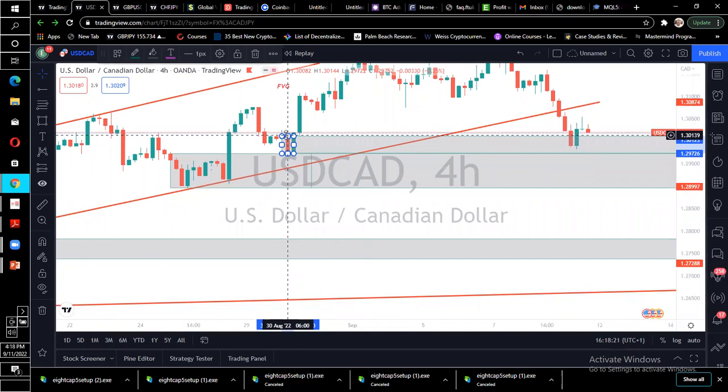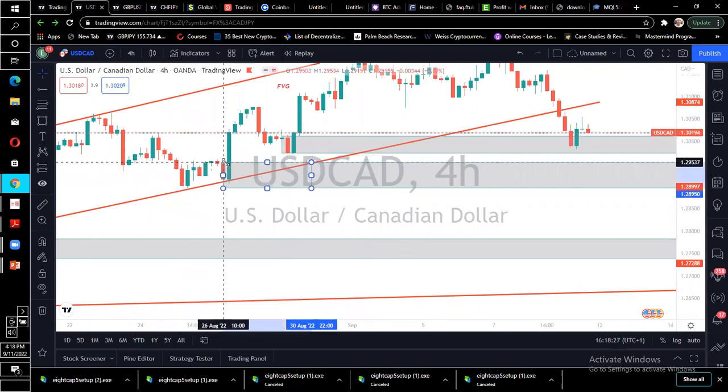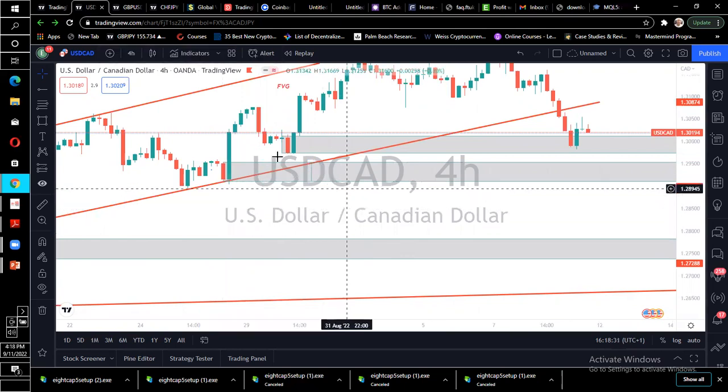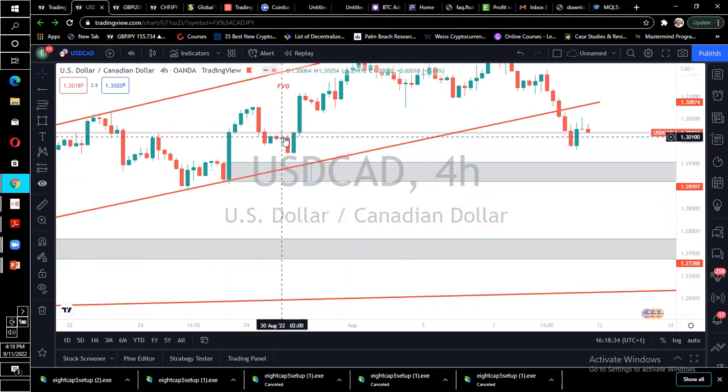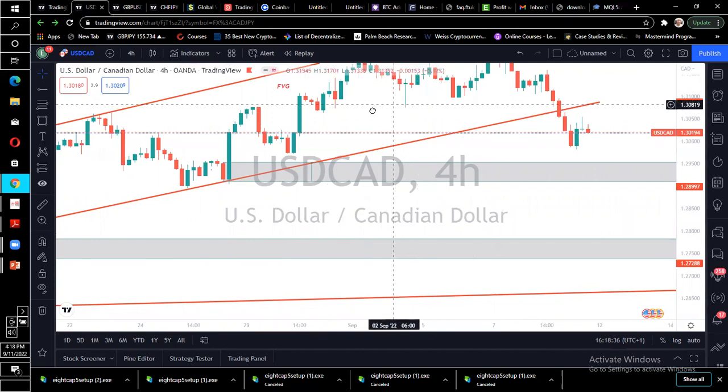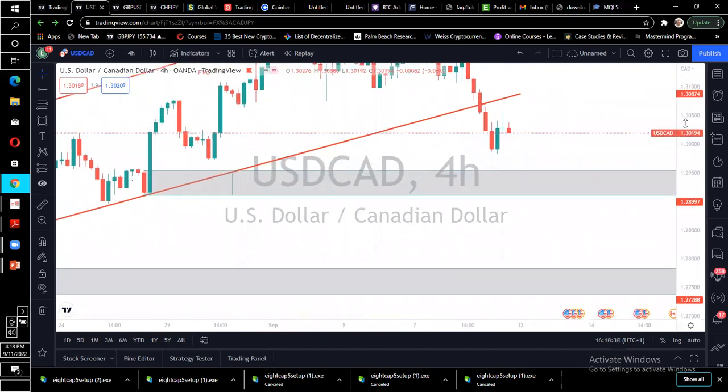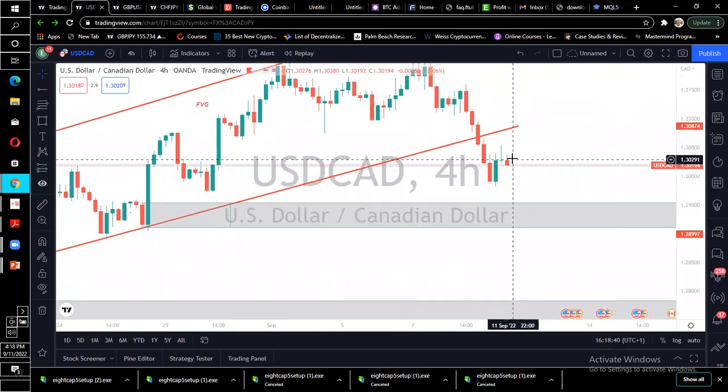So we're taking out this level here. This one has been mitigated, so we're taking at this level. We're hoping that it gets to this particular unmitigated zone here, because this has been mitigated already. But then what we're expecting here is this. I will be expecting to see a push to the upside.